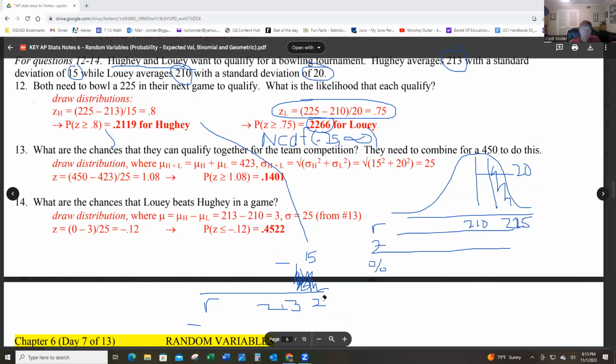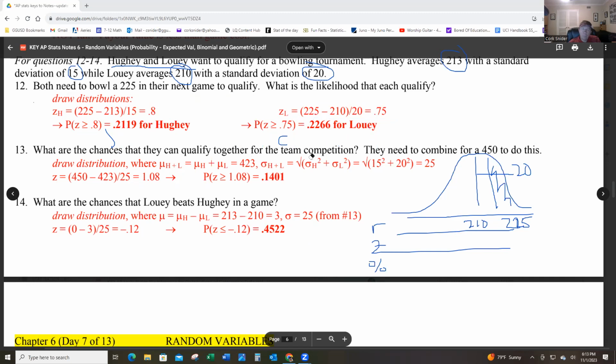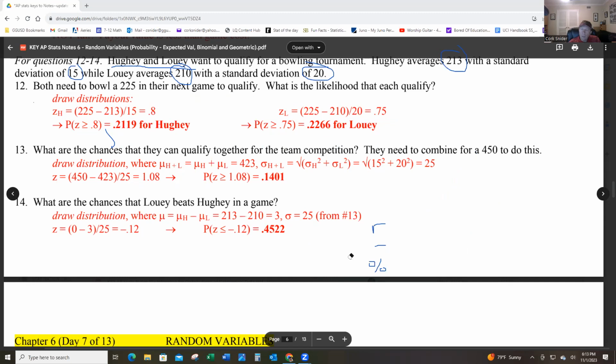Okay, get rid of all this again. Okay. Now, next question. Next question. These are classics. This is what are the chances that they can qualify together for the team competition? They need 450 to do this. All right. So this is where you got to combine the curves.